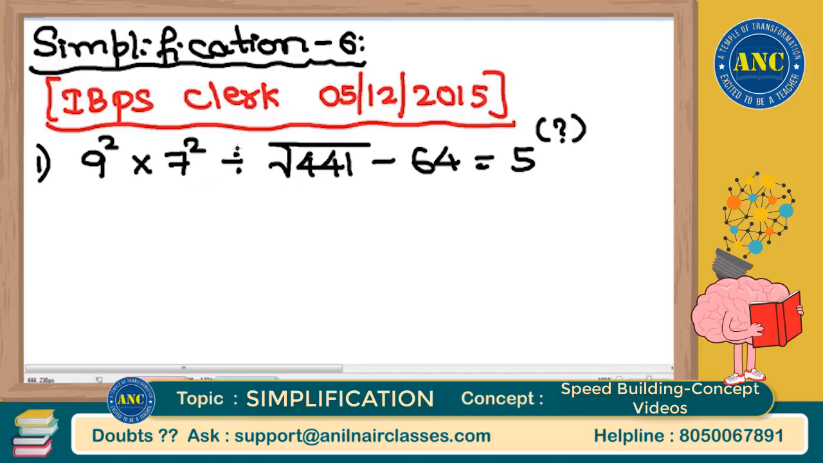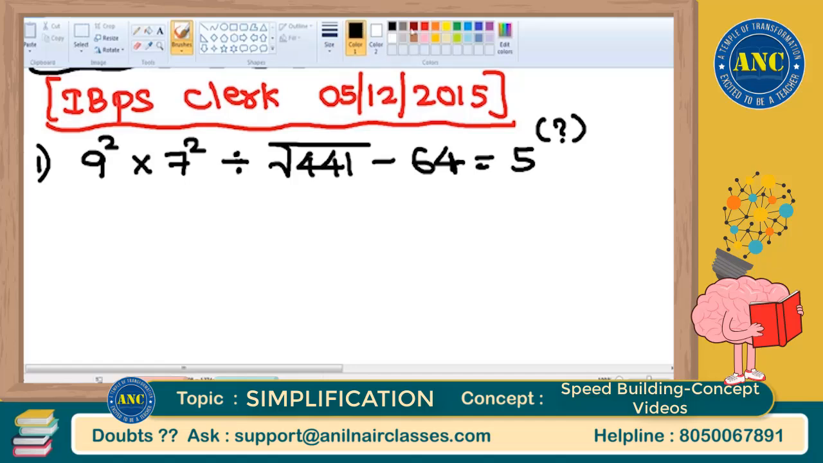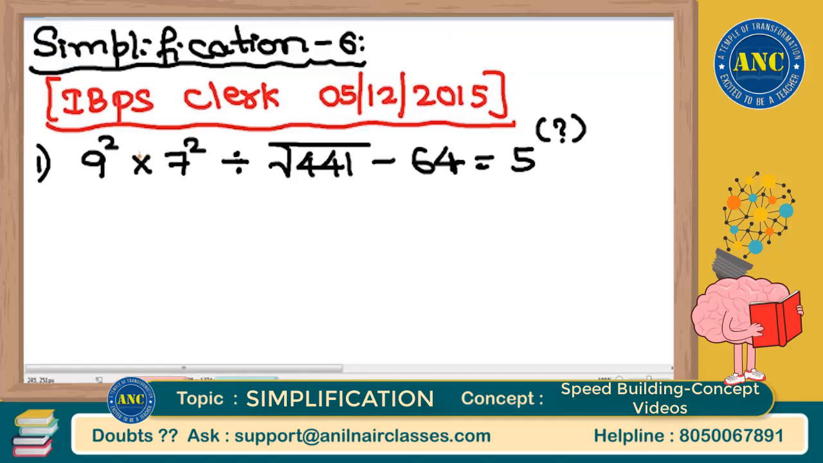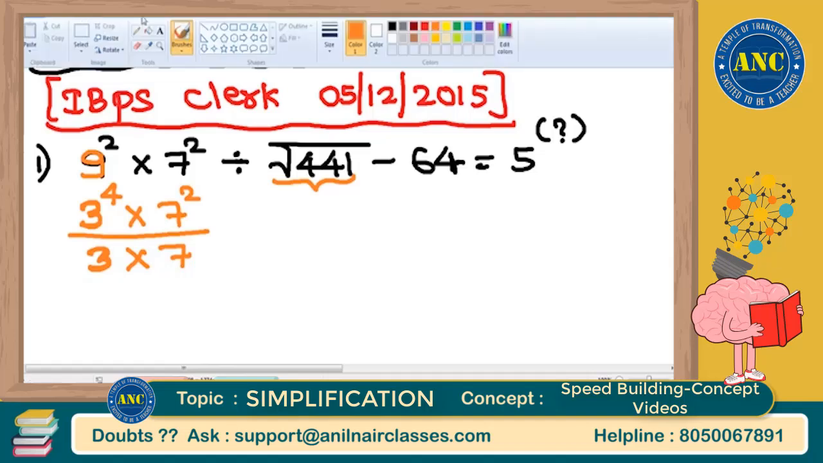9 square into 7 square divided by square root of 441 minus 64 is equal to 5 power question mark. What should come in the place of question mark is my question. Listen carefully, sir. Can I say that 9 square is nothing but 3 power 4. 9 square is 81. 81 is 3 power 4. 7 square I will write as it is. Divided by square root of 441, which is 21. 21 is nothing but 3 into 7. I believe you understood why I expressed base 9 in terms of base 3, because for 21 I will get base 3 into base 7, right? Minus 64 is equal to 5 power question mark. We will see that later on, sir.